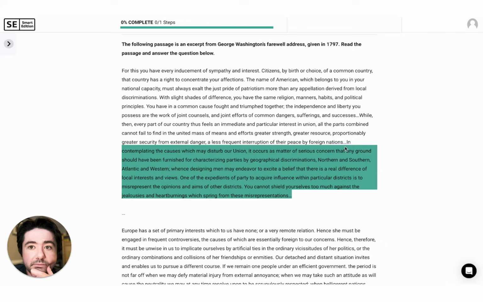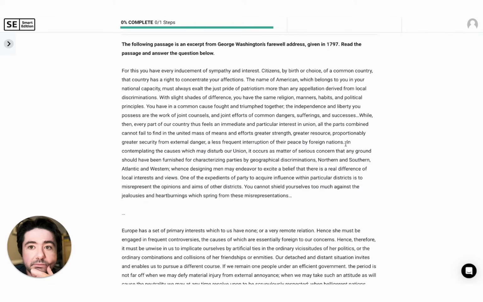Okay. All right, here we go. After the little ellipsis right here: In contemplating the causes which may disturb our union. Okay, there's something negative going on here. Let's go a bit deeper. Matter of serious concern that any ground should be furnished for characterizing parties by geographical discriminations, northern and southern. He's actually bringing up north and south, how this dispute is already happening.